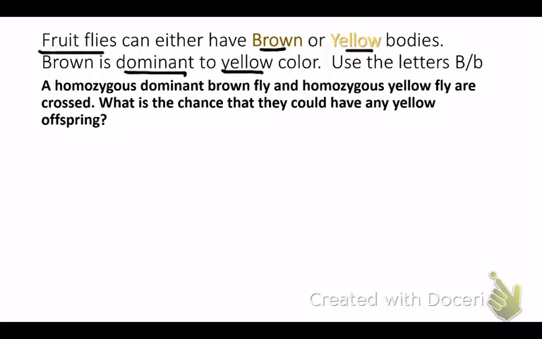So here's our problem. A homozygous dominant brown fly and a homozygous yellow fly are crossed. What is the chance that they could have yellow offspring? Well, we need to use our 6 steps that we just learned.